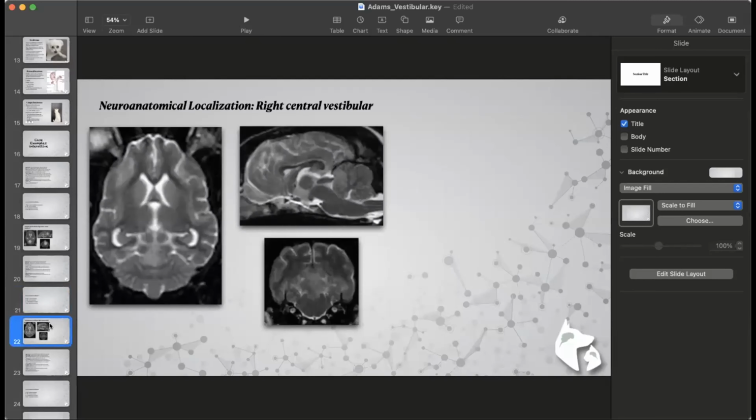All right. Yes. So this dog had a right central vestibular lesion. So again, you can see here MRI images from her, and you can barely see here, there's a poorly defined hyperintensity within the rostral cerebellum. This is very, very classic for an infarct or a stroke to the rostral cerebellar artery. Very, very common in schnauzers. So this dog did make a full recovery. They usually do very, very well with this. But yes, she was right central vestibular.